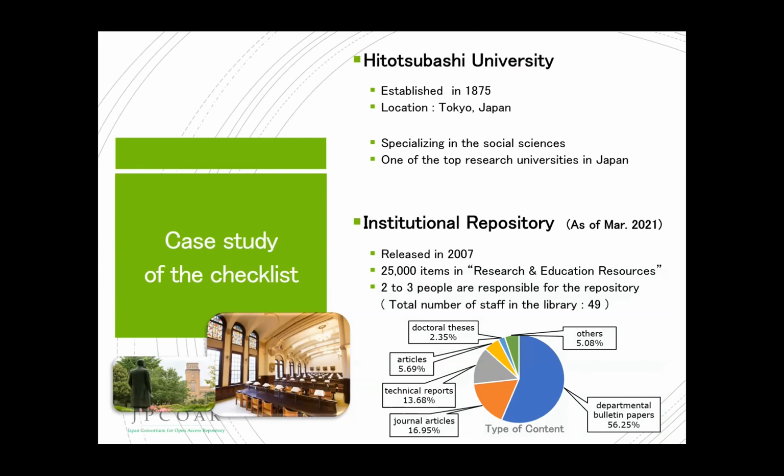Our repository was opened to the public in 2007. Currently, our repository contains around 25,000 research outputs. According to the pie chart below, the publication of university bulletins accounts for more than half of the total. There are nearly 50 staff members in total in our library, and 2 or 3 of them are in charge of the repository.